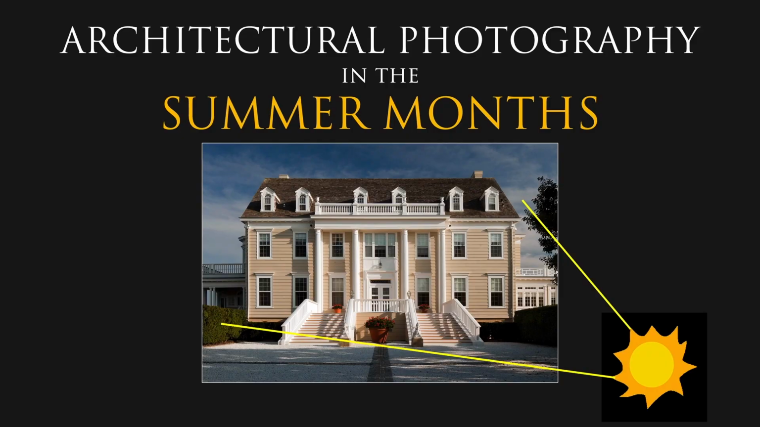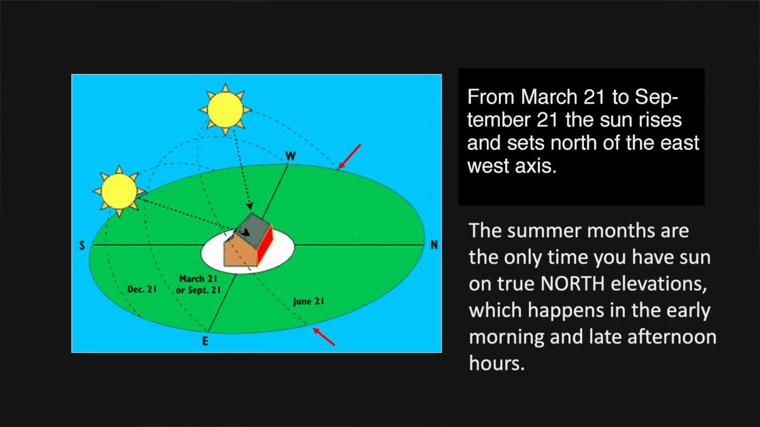I'd like to talk about some particular considerations when you're photographing architecture during the summer months. Now, if you look at a graph of how the sun rises and sets throughout the year, notice that from March 21st to September 21st, the sun rises and sets north of the east-west line. That means that if you have a true north elevation, the only time you're going to have sun on that in the summer months is early in the morning and late in the afternoon.